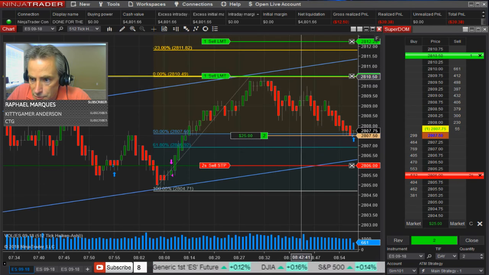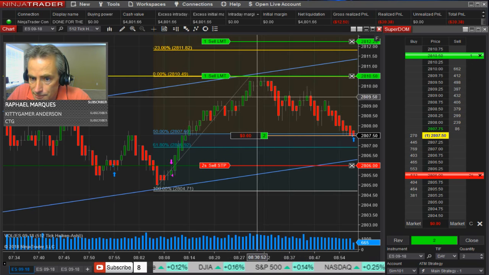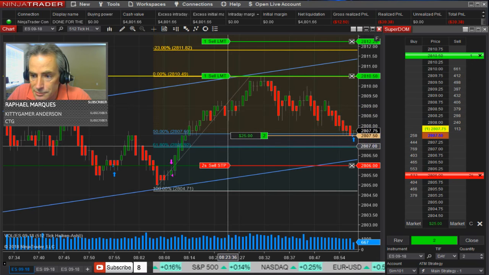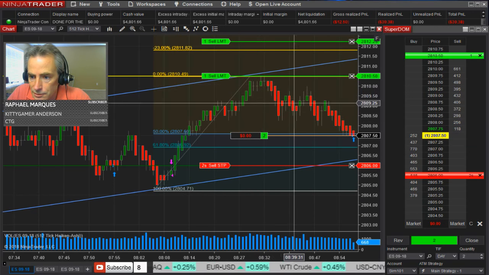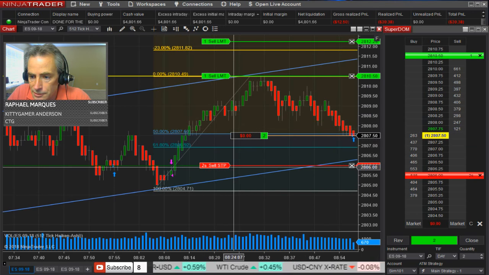So our first target will be right here at the 28.1050, which is also a resistance area, but hopefully we can break through it. Looks like the seller should be just about gone.